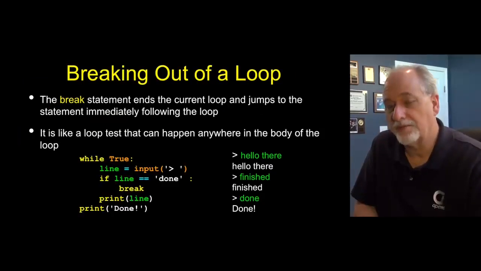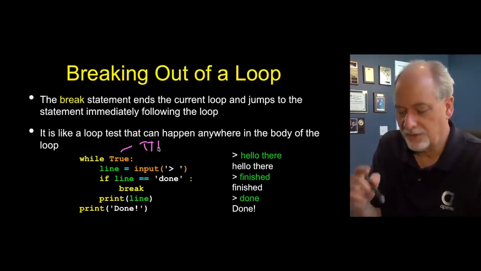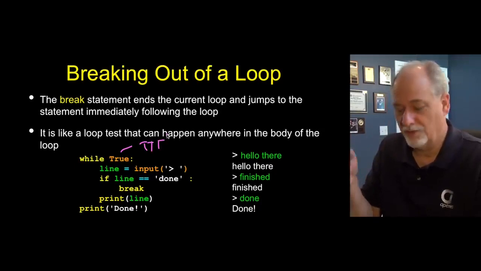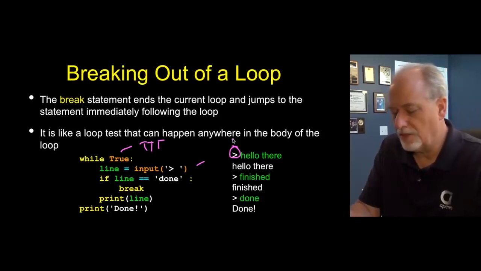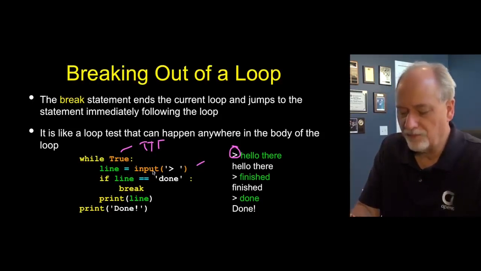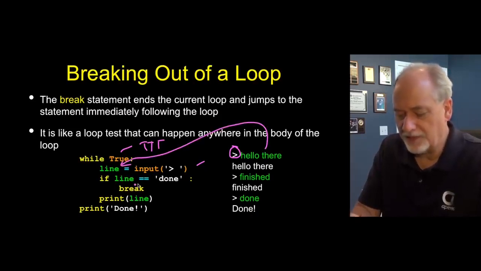So there's a couple of ways of getting out of loops. In this case, I'm constructing an infinite loop, because remember the definition of an infinite loop: this is going to stay true. Well, true is the constant true, so this is going to run forever. What it's going to do is prompt with a little arrow and then let us type and read whatever we type into the variable line. And then if the line is done, we're going to break.